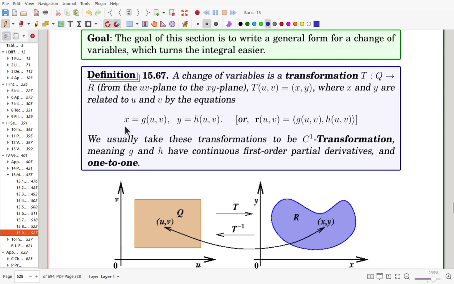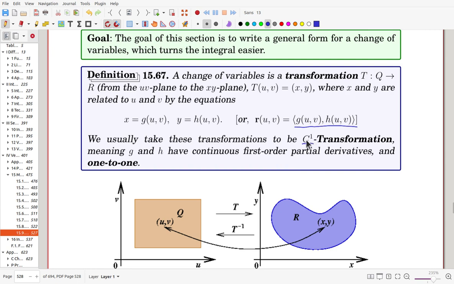In this way, x is a function of u and v, and y is also another function of u and v. So we may write it this way, (u, v) is this vector, and g and h are the components. That is a change of variable. But here, the transformation must be differentiable, C1. This notation means that the derivative is also continuous.